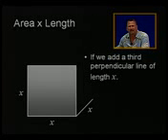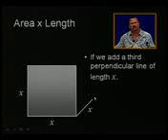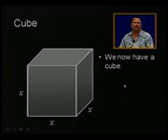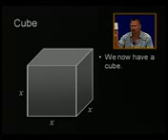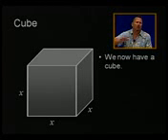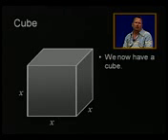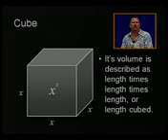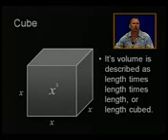Well, let's take one more line and push it into the third dimension, and it is another line x. All right. And now we have this thing called a cube. I have one right here. Here's my cube. And if each side of the cube is x, then it would make sense that its volume is described as length times length times length, or length cubed.